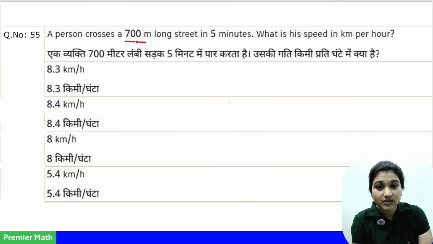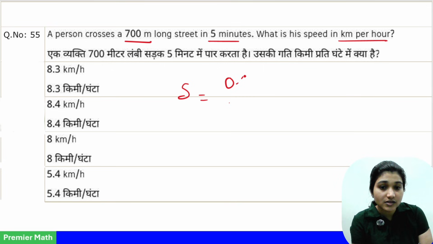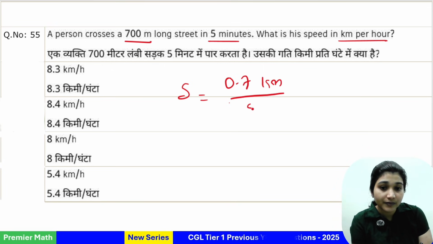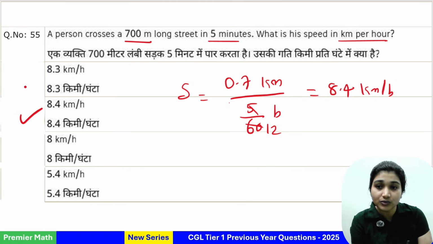A person crosses a 700-meter long street in 5 minutes. What is the speed in kilometer per hour? Speed is equal to distance 0.7 kilometer divided by time 5 by 60 hour. So this is equal to 8.4 kilometer per hour. Option 2.